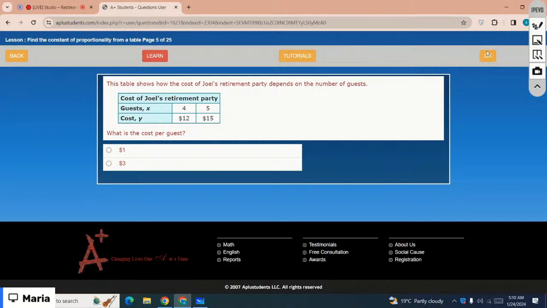Okay, the next one is: the table shows how the cost of Joe's retirement party depends on the number of guests. What is the cost per guest? You have 4 guests, the cost is 12. You have 5 guests, the cost is 15. Which is the correct option?